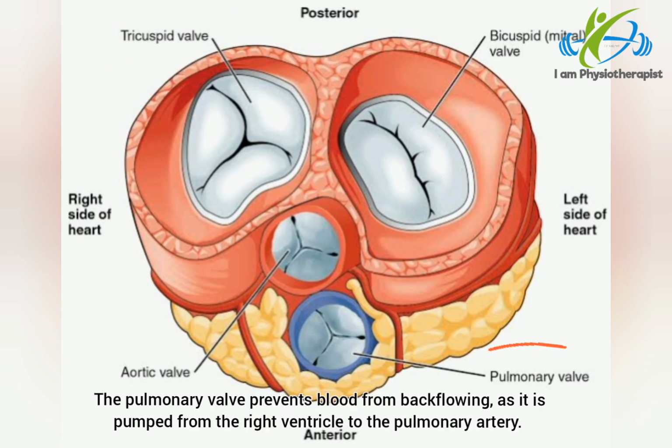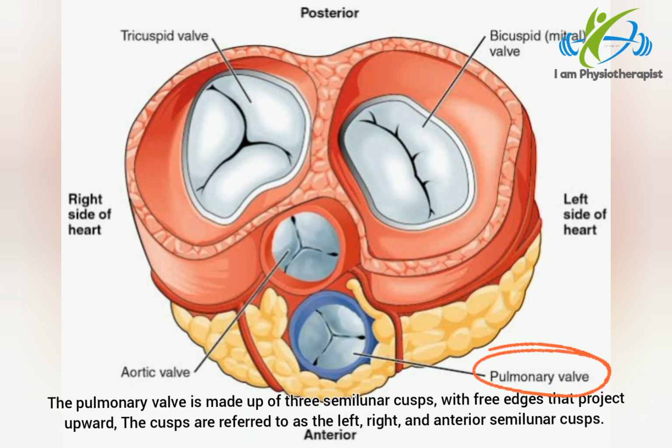The pulmonary valve prevents blood from backflowing as it is pumped from the right ventricle to the pulmonary artery. The pulmonary valve is made up of 3 semilunar cusps, with free edges that project upward. The cusps are referred to as the left, right, and anterior semilunar cusps.